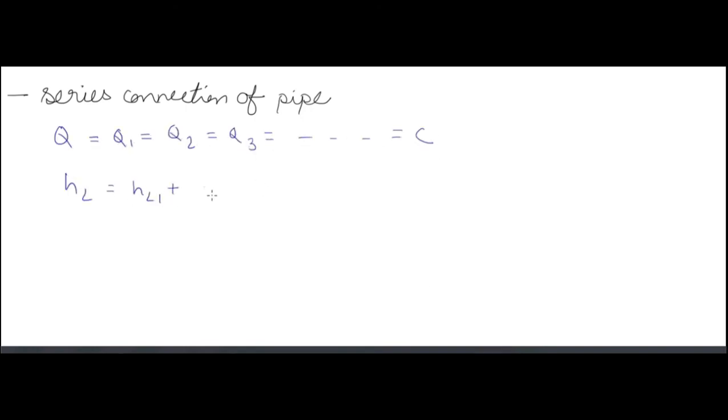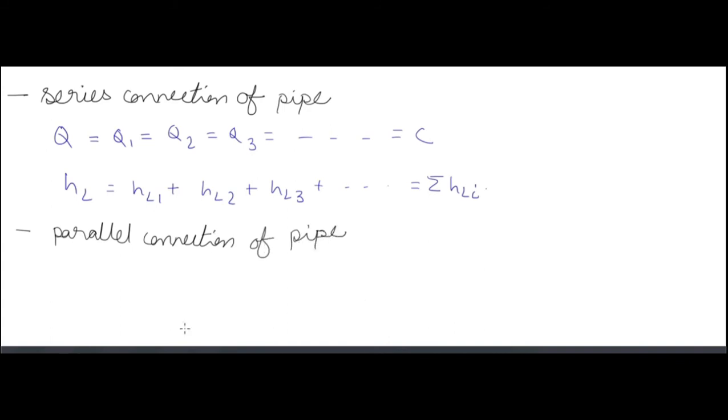Now series connection of pipes. In series connection we have the same discharge everywhere. However, the head loss is the addition of head loss in each pipe. So if you are connecting pipes in series, discharge will be the same in all the pipes, however the total head loss will be the summation of head loss of individual pipes.